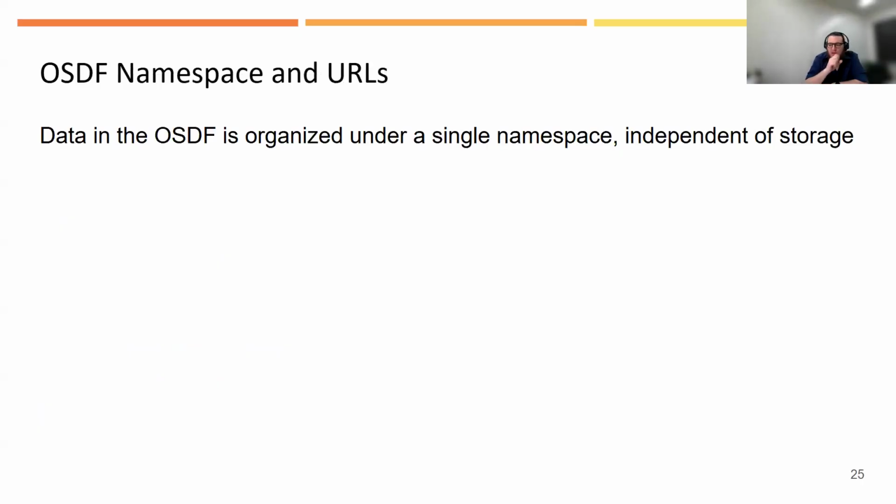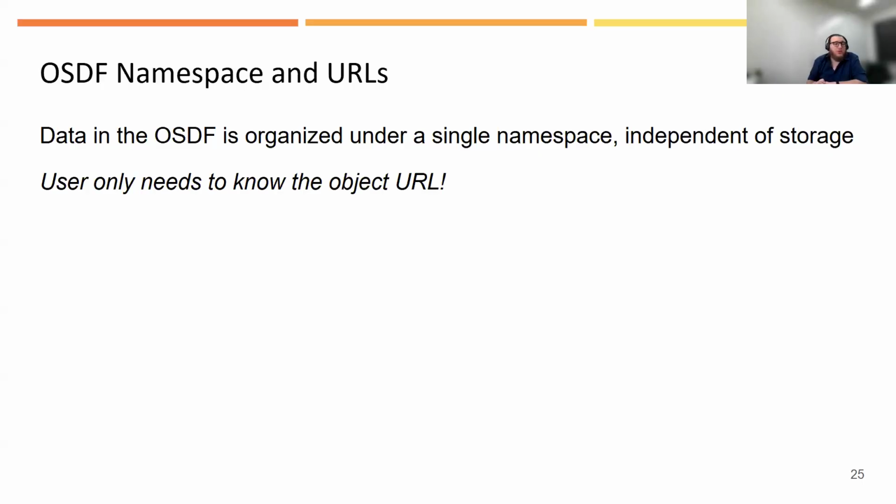All right. So that's the hardware for the OSDF. How is it organized conceptually? Well, data in the OSDF is organized under a single namespace, independent of the storage that actually provides the data. So what this means is that the user who wants to access data through the OSDF only needs to know the address of the object within this single namespace. We refer to this as the URL for the objects.